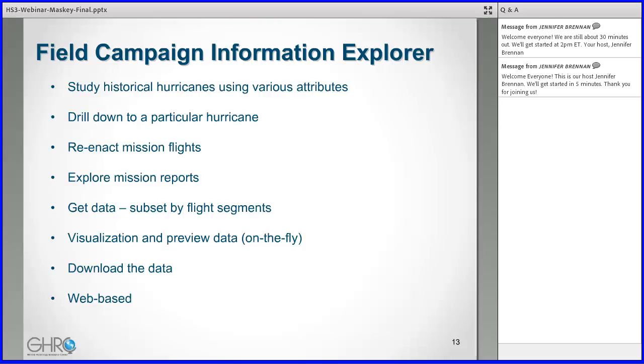Now moving on to the actual tool, which is called the Field Campaign Information Explorer. The feature includes an overview of past storm events with all of its attributes that are collected. And if it's an interesting storm, a user can drill down to a particular storm. If there was a mission for that particular storm, they can reenact the mission. They can explore all the contents of the report.